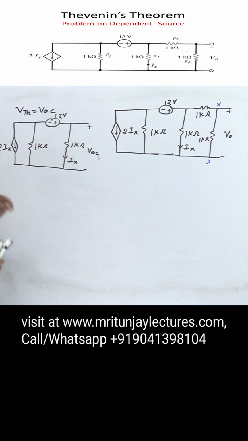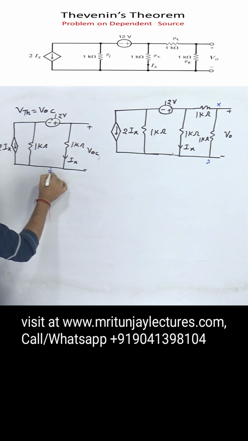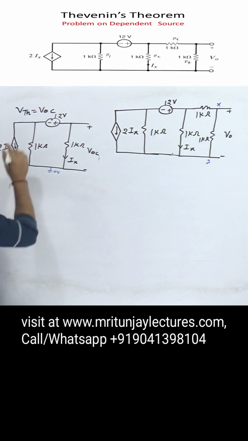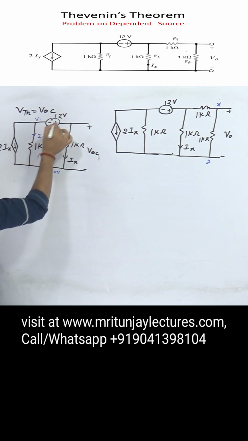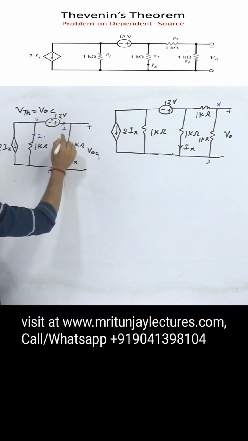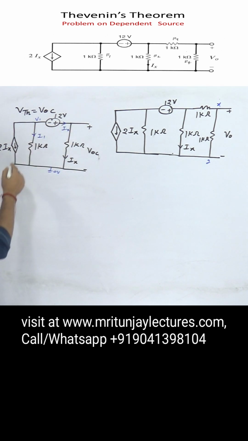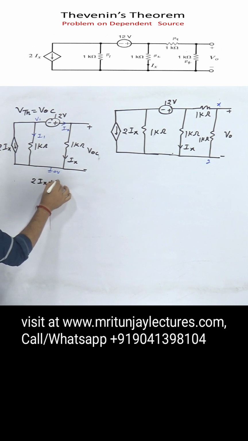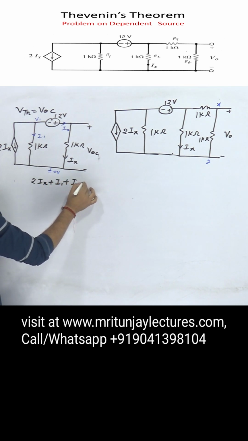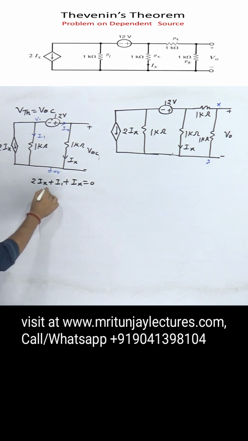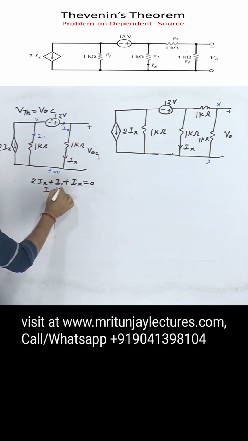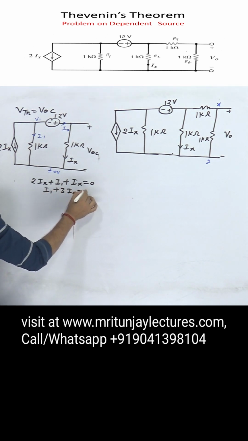So how can we determine it? Now if we consider here, this one is a node, and that has voltage V1. Apply here I1, here Ix is given, so Ix. Apply KCL at that node. Then we get 2Ix plus I1 plus Ix equal to 0. So I1 plus 3Ix equal to 0.